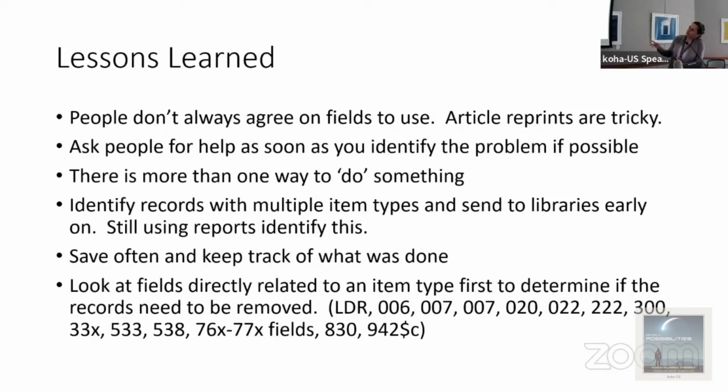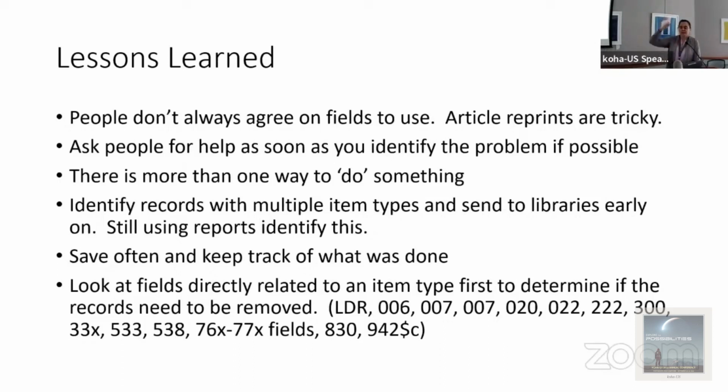Which one am I on? Oh, identify records with multiple item types. I kind of wish I had started on that a little sooner than I did, just for getting help from local librarians, because that's the part I'm still in the midst of. And if I had started it sooner, I think we could have gotten further in the conversation than we are now. And then save often and keep track of what I'm on and what step I'm on.